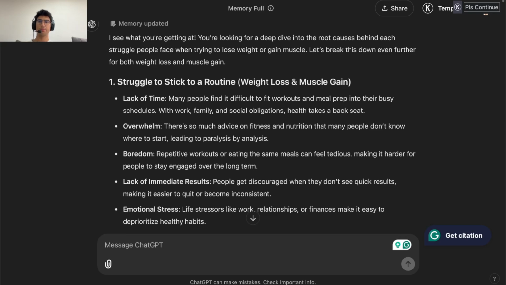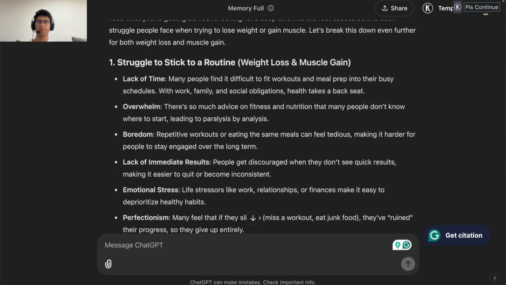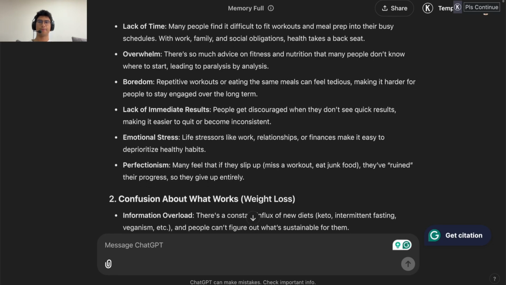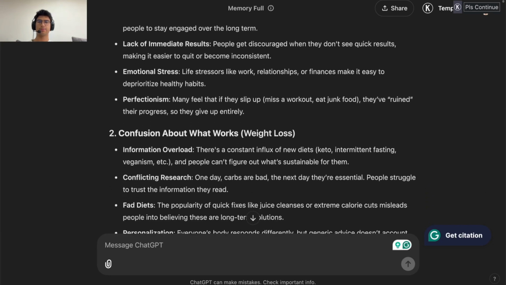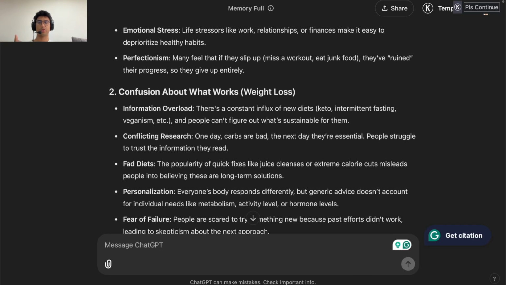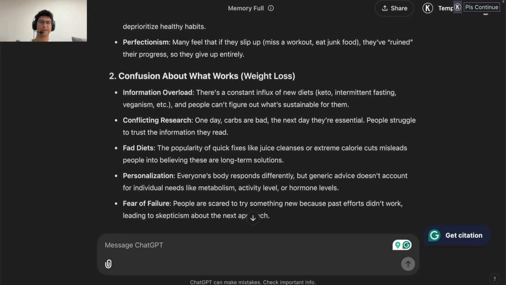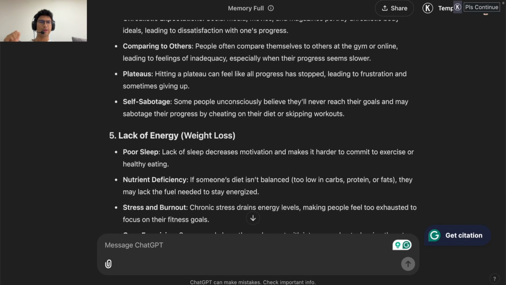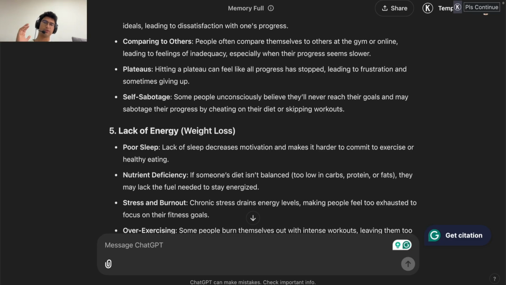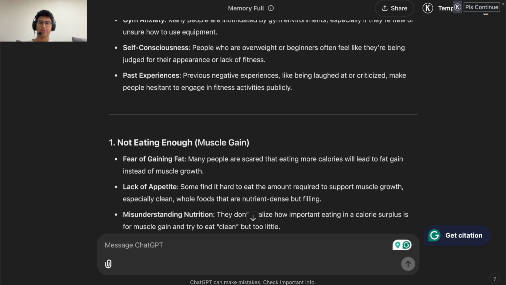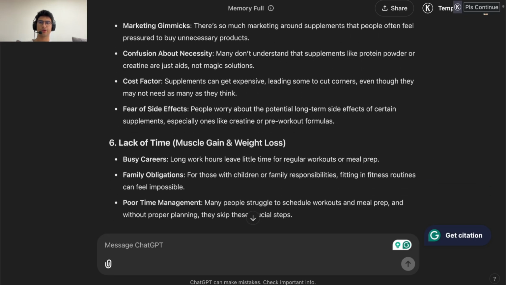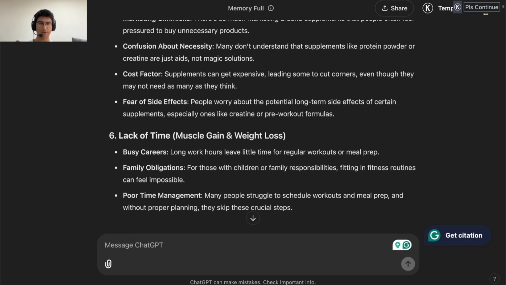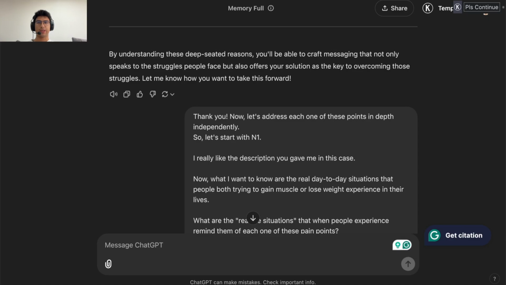So lack of time, many people find it difficult, overwhelmed, boredom, lack of immediate results, emotional stress, perfectionism, confusion about what works. There's too much information on the internet, fad diets, fear of failure, emotional eating, and bro, you're gonna find a lot of stuff right here. And so what's gonna happen is that once you're done copying this to a Google document, so you can have all the information and then be able to organize the ideas, then you're going to continue to the next part.